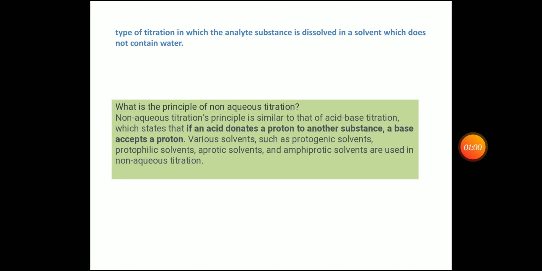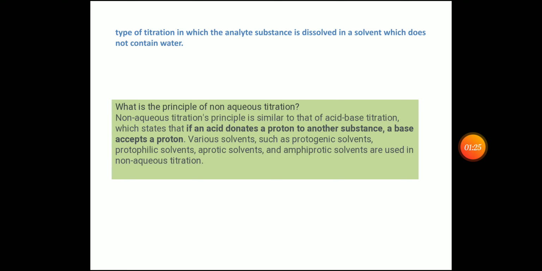Then next, what is the question? What is the principle of non-aqueous titration? The principle is similar to that of acid-base titration. As in acid-base titration, the acid donates the proton, and the base accepts the proton. This is the simple principle of non-aqueous titration.